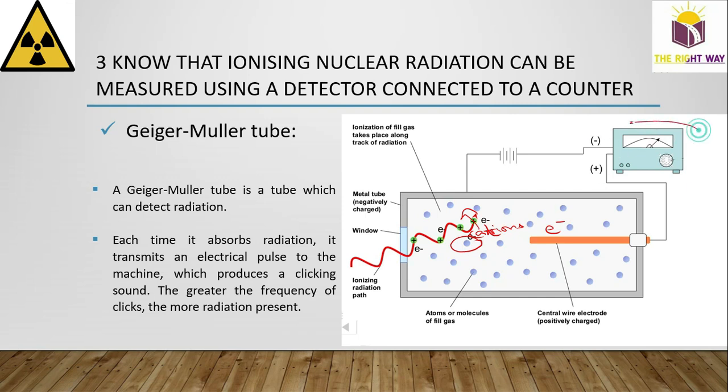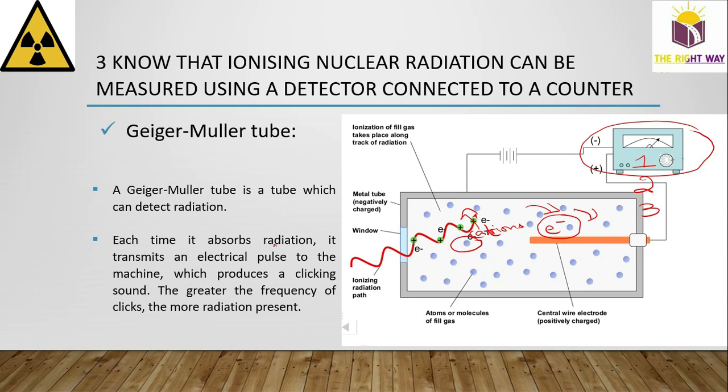There is a counter at this place. When it detects the flow of an electron, it counts it as 1. Another electron comes, it counts it as 2. Another electron comes, it counts as 3. In this way, it counts the number of radiations that enter the Geiger Muller tube.